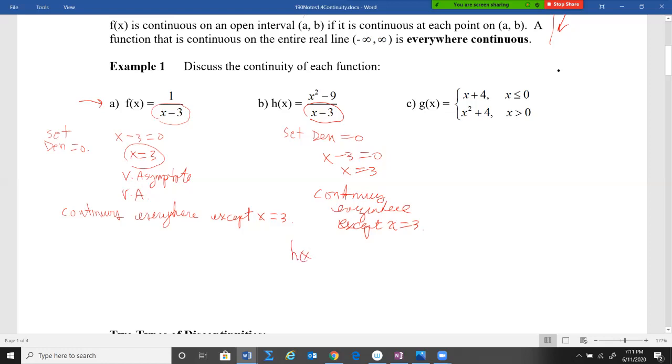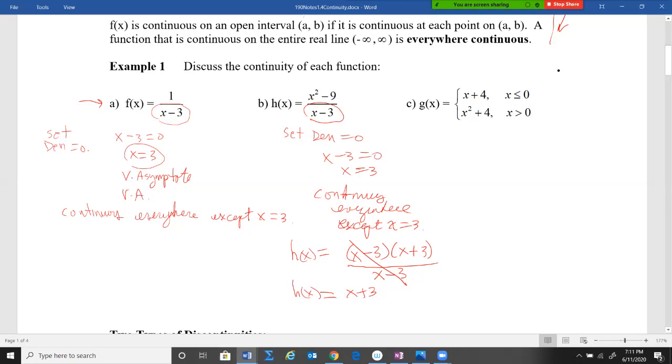Take that function and reduce it down to the equivalent function that's equal everywhere except -3. This divides out. You just get an x plus 3. So now when you look at this, this is defined at x equals 3. This is simple to calculate.